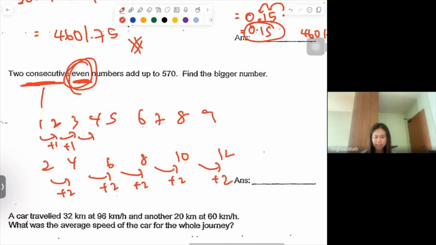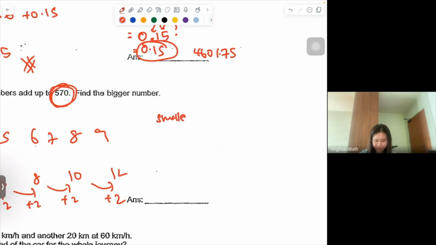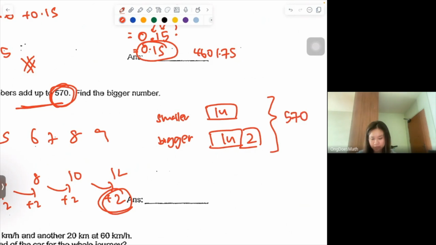So now they tell you the two numbers add up to 570. So I'll try to draw a model. We have a smaller number and we have a bigger number. We know that the bigger number will always be larger than the smaller number by 2, because you must +2, right? So we just fill it to be 1 unit, 1 unit. And they say add up to 570. So 570 will be the total. Now you have the model, it makes things easier. The question mark will be here because you want to find the bigger number.